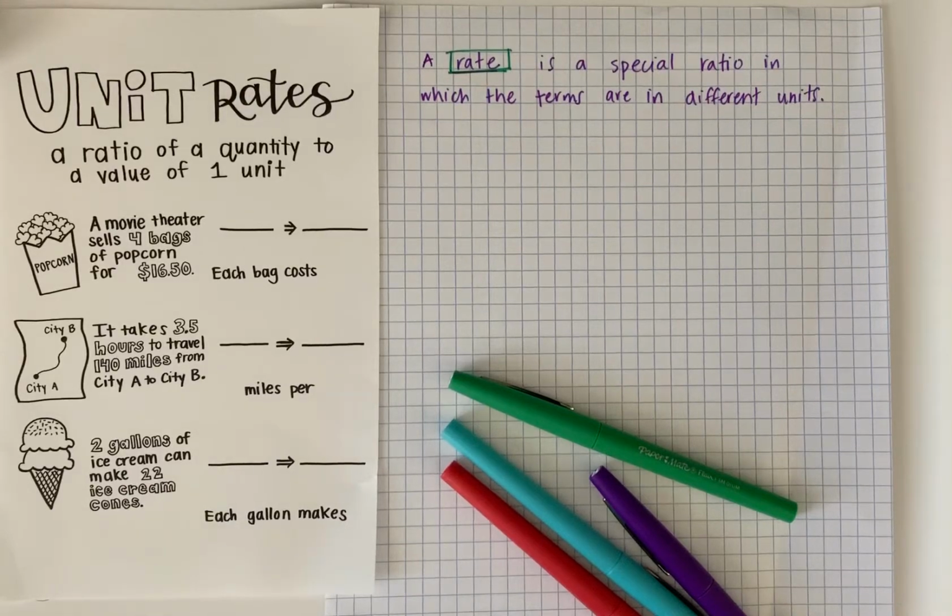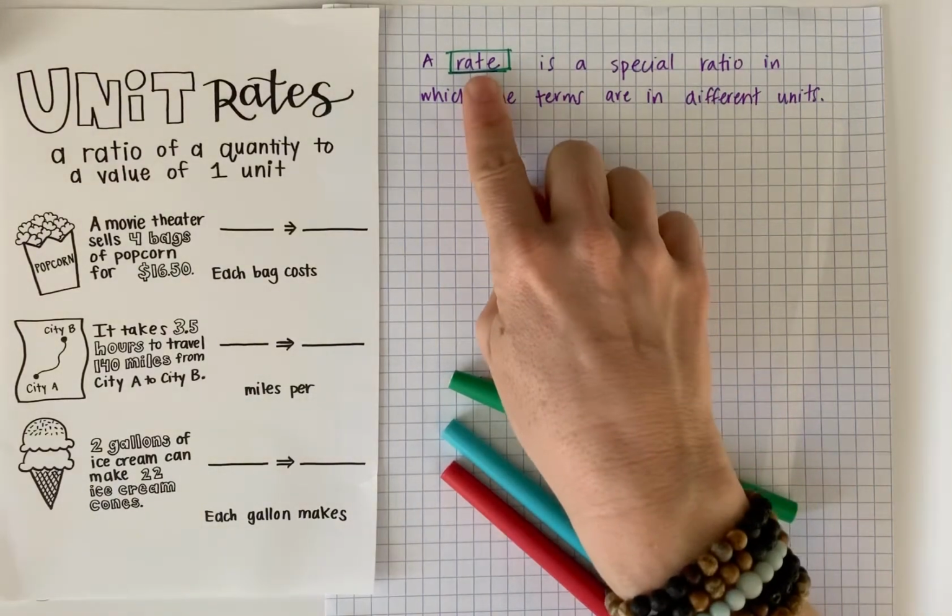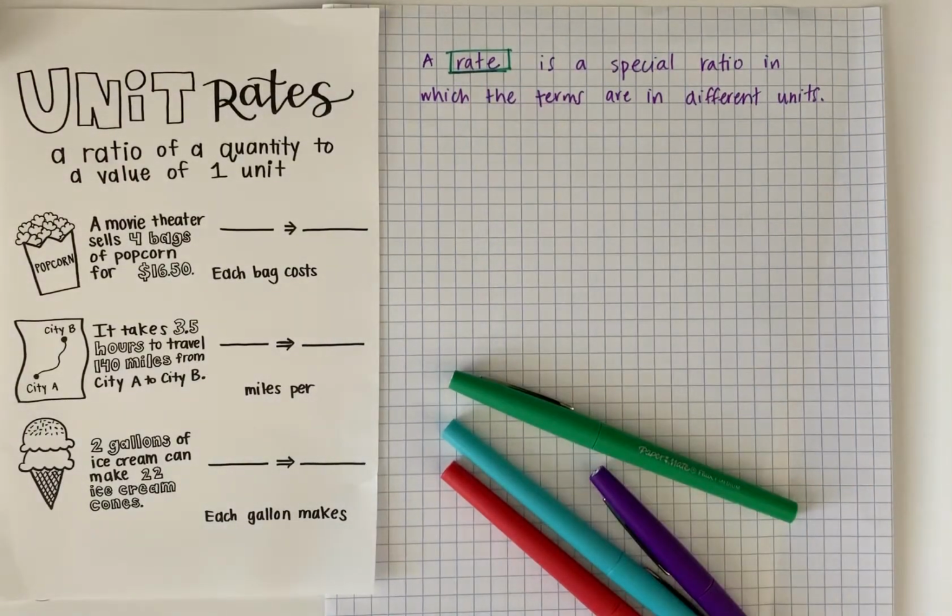Good morning, pre-algebra students. Today we are going to be looking at rates. If you recall from our last few lessons, we've been looking at ratios, which is a comparison of two numbers. So a rate is a very special kind of ratio in which the terms are in different units.